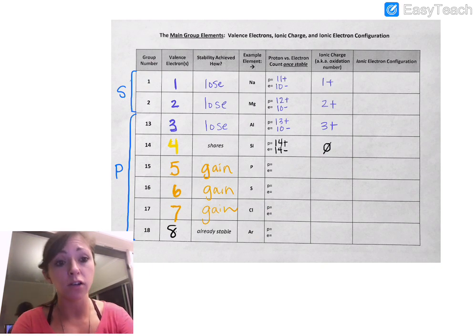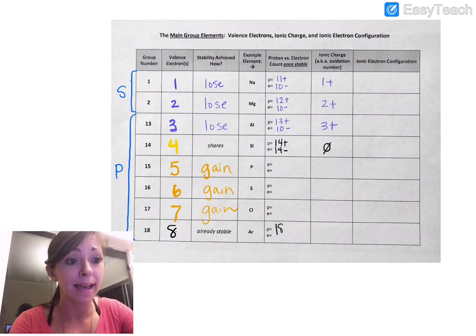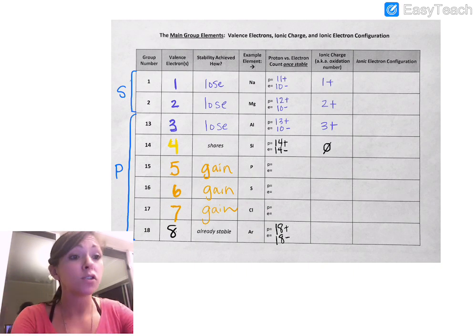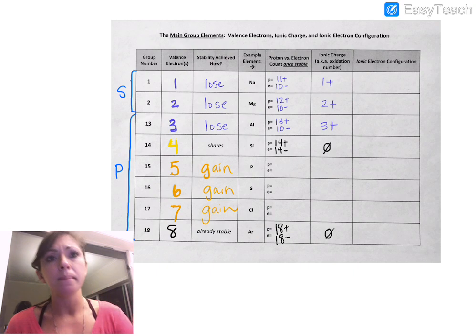And I can even jump down here to the sample element argon. Argon has 18 protons and 18 electrons. It does not lose or gain or even share because it's already stable. So you can see it has a 0 charge. It has no ionic charge because that electron count doesn't fluctuate.